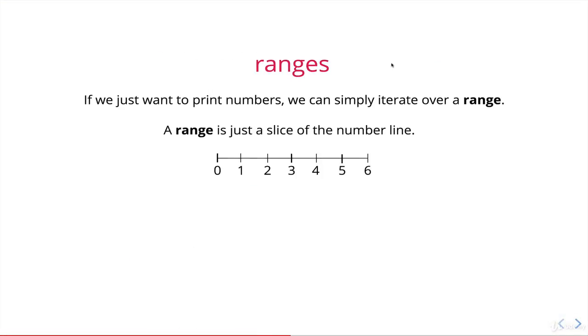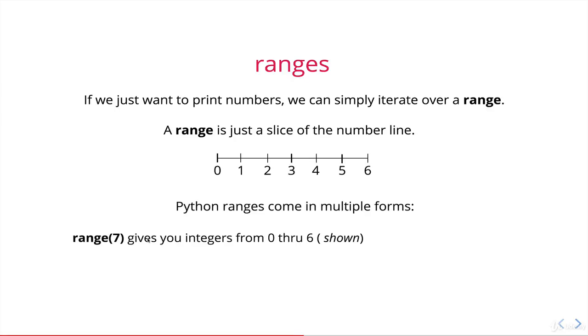So back in the slides, here's a visualization of a range, just a slice of the number line. But it's not as straightforward as only generating numbers starting at 0 going up to 6. There's a lot of different variations of how we can use it. So the first example actually only takes one number, and it represents the end point. So this will generate a range starting at 0. If you only provide one number, it assumes it starts at 0, and it goes up to that last number but does not include it. So it's exclusive. So it starts at 0 and goes up to 6, which is the range we see here.